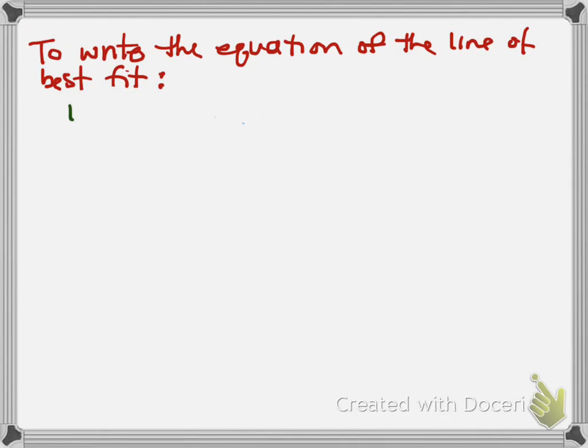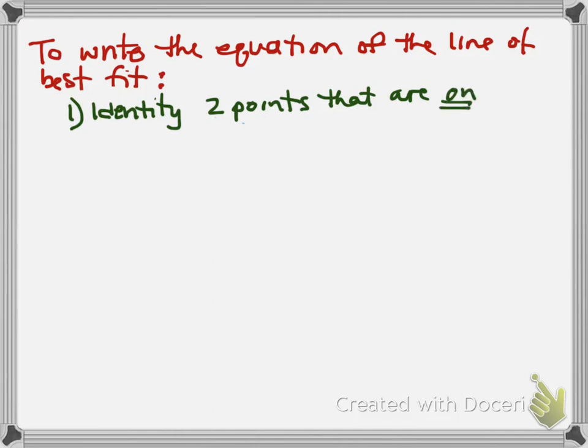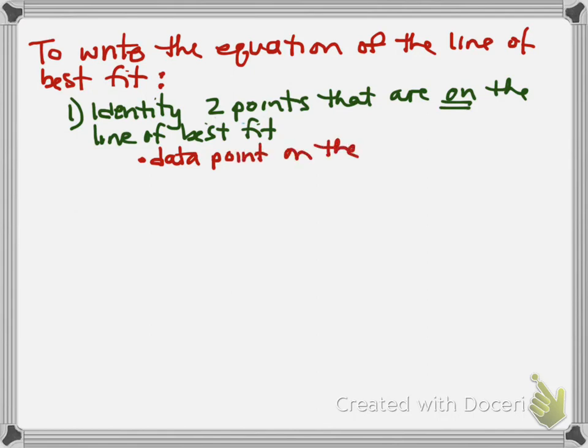Well, number 1, you need to identify 2 points that are on, that's underlined, the line of best fit. Not above, not below, but on. So we have 2 scenarios. Scenario 1, it may be a data point. It's on the line. So what I mean by data point, it's from the data they told you to graph. That point happened to be exactly on the line.